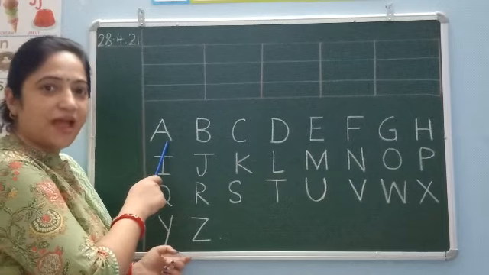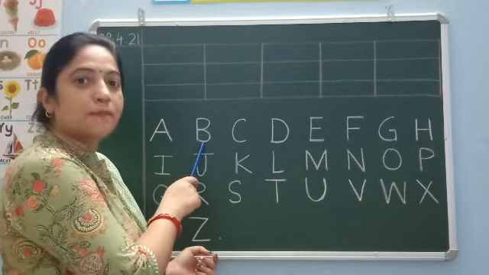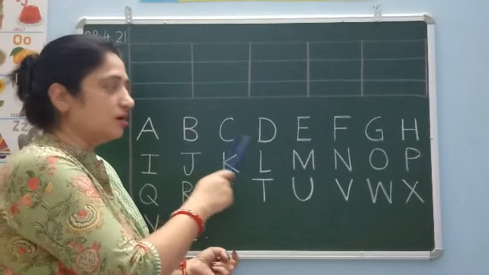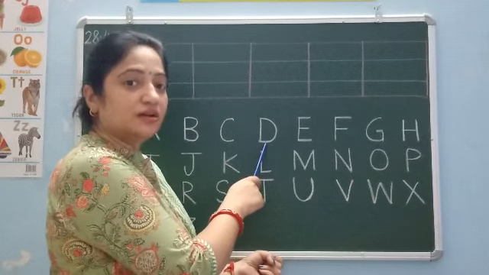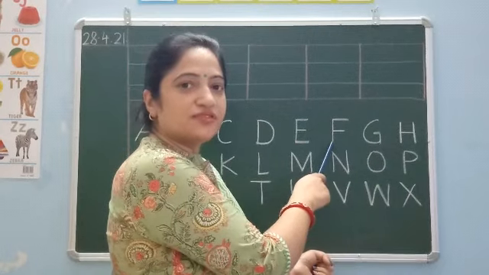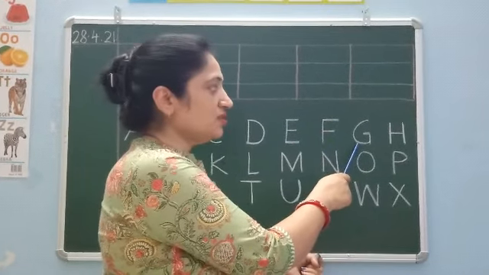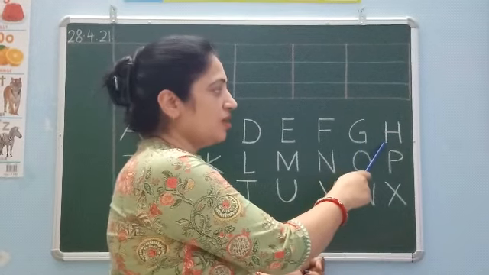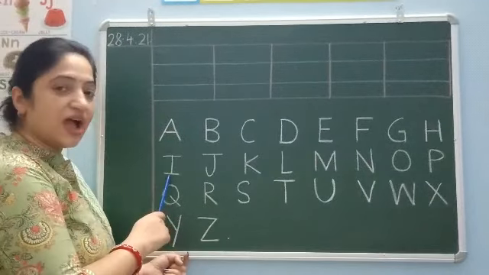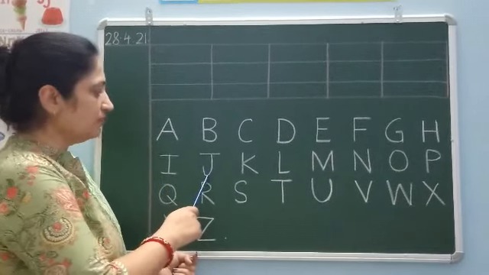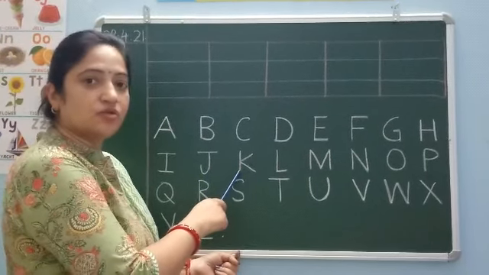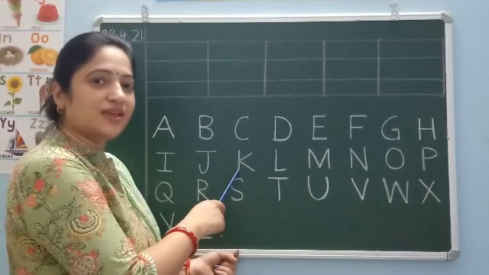A. A says A. B. B says B. C. C says K. The sound of C is K. D. D says D. E. E says E. F. F says F. This is G. G says G. H. H says H. Now comes I. I says E. This is J. J says J. Children, this is K. And the sound of K is K. And this K is kicking K.